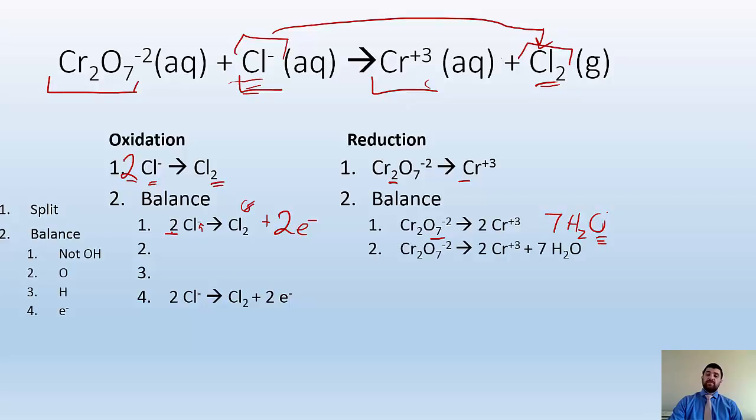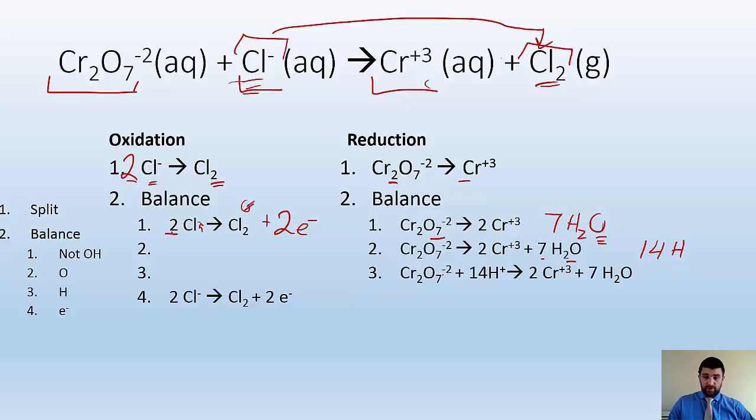Now my oxygens are balanced, but I messed up my hydrogens. Because now I got 7 times 2 hydrogens. I got 14 hydrogens on the right side and none on the left. So how do I balance hydrogens? I add H+. So I'm going to add 14 H pluses onto the left side. Boom. So now I balanced everything except the charge.